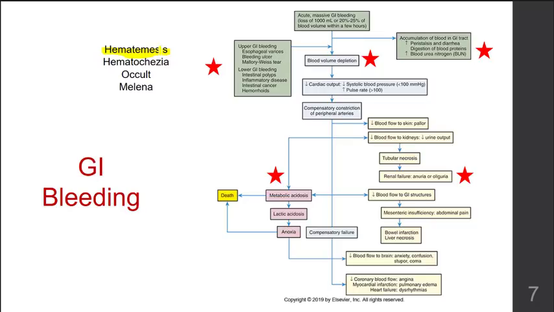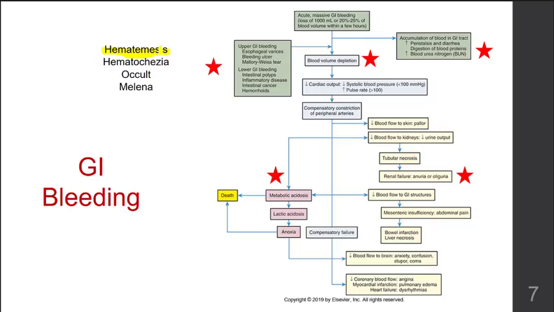Now, hematemesis is, as I said, broadly defined as vomiting up of blood, and it can either be this bright red color, or it can have a coffee ground appearance. If it has a coffee ground appearance, it's because the body has actually digested some of this blood, and it gives it a very different appearance than that fresh red blood.